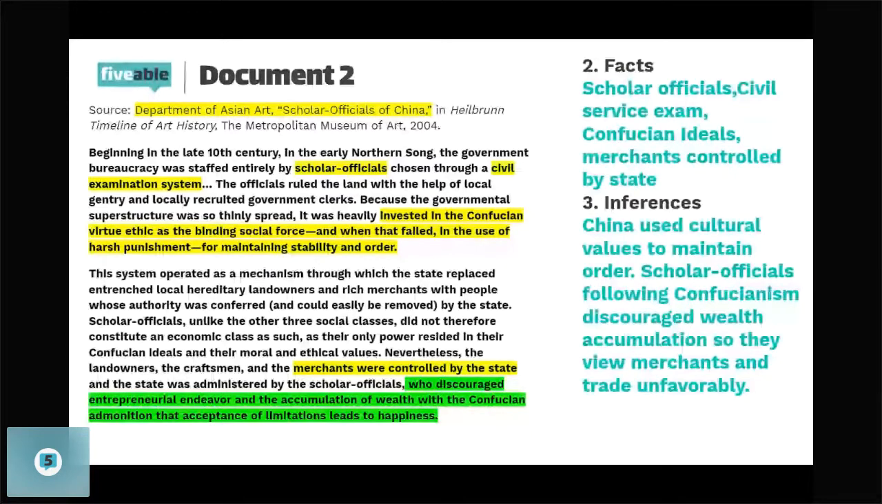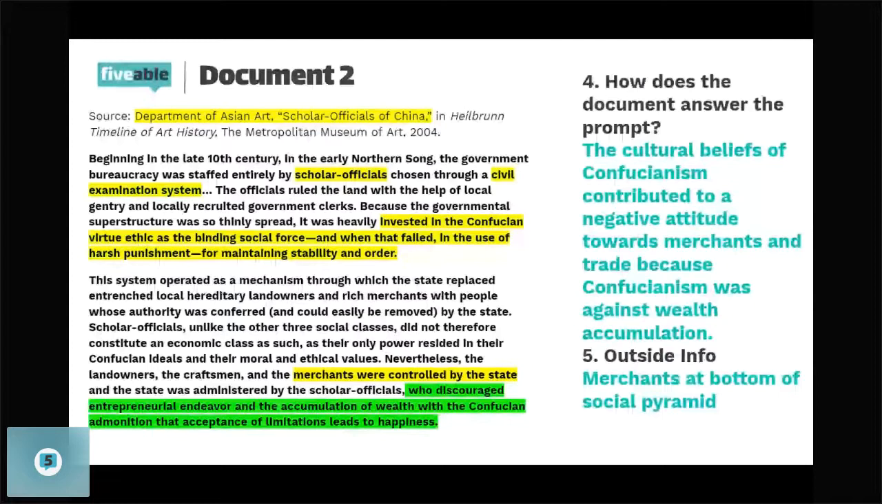So your inference is very similar to part 4, how does this document answer the question? So now, does it answer the prompt? The cultural beliefs of Confucianism contributed to a negative attitude towards merchants and trade because Confucianism was against wealth accumulation. And then, I think I've got, like the other slides, where I put in document 4, blah, blah, blah, or document 2 coming up.